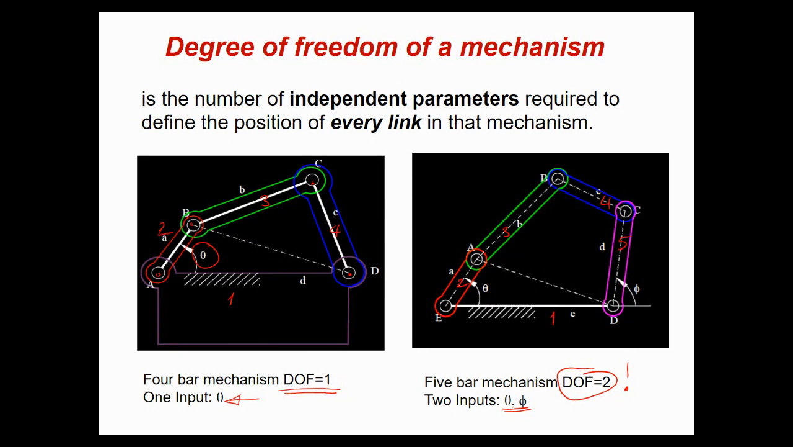So it's a bit confusing, but I think we have made some progress. We talked about the degree of freedom of space, degree of freedom of the links, individual links, degree of freedom of the joints, and finally the degree of freedom of the mechanism.